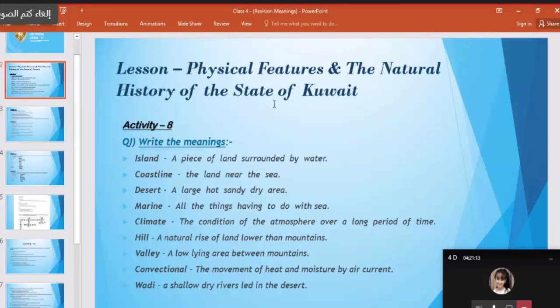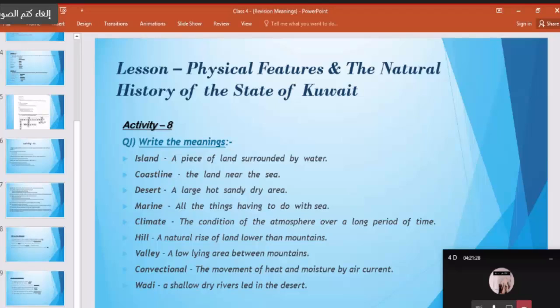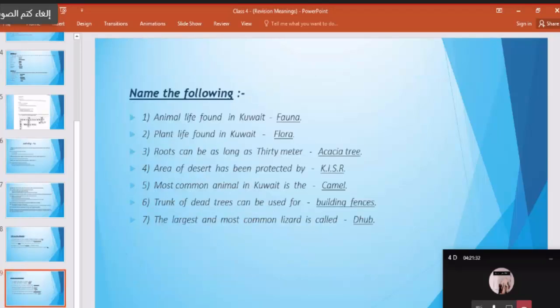Teacher, I still didn't finish. Can I finish? Okay, after finishing we'll check, okay? Page number 13. Okay, now let us go back. Page number 13, my dear. Okay, first lesson.